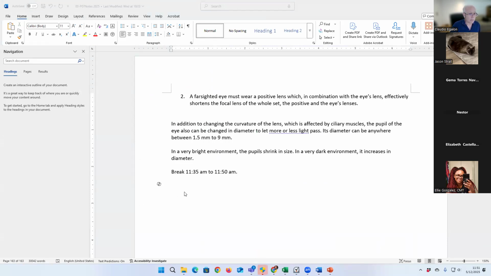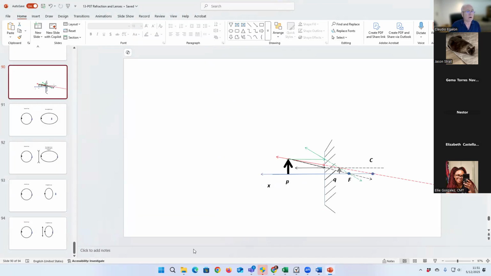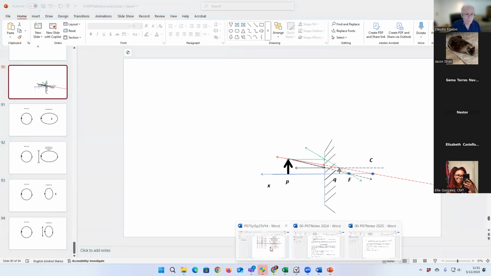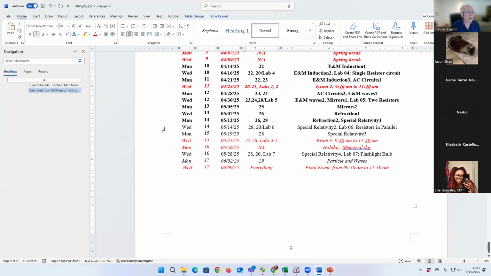And now what we are going to do, we'll skip chapter 27 and move to chapter 28. That's going to be the physics of the 20th century. Right in here, that's going to be special relativity. And yeah. Okay.